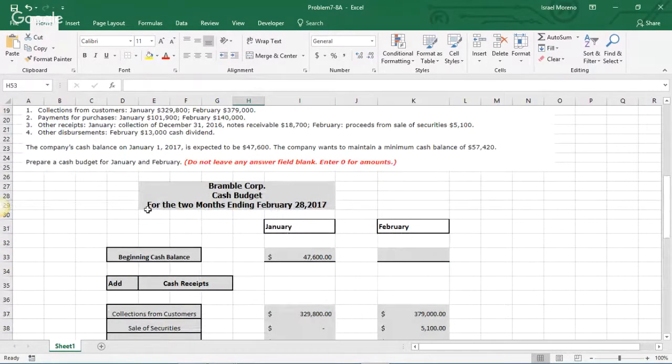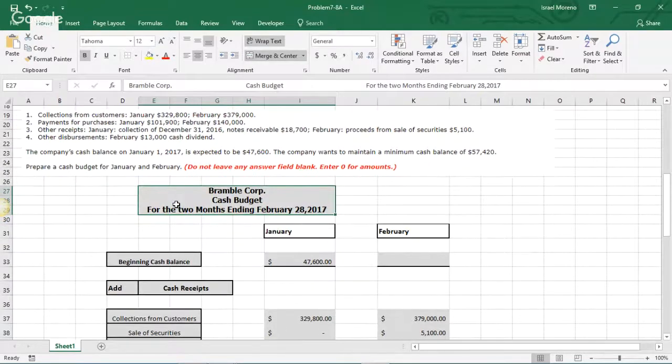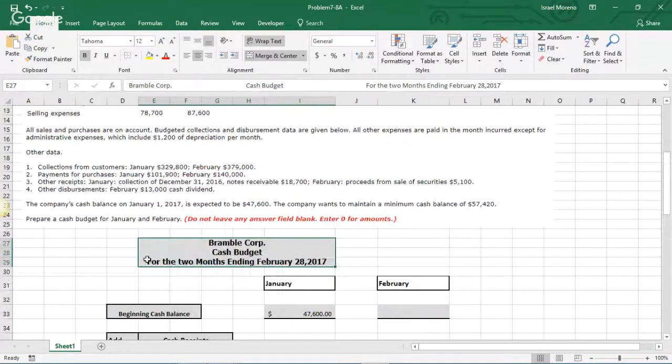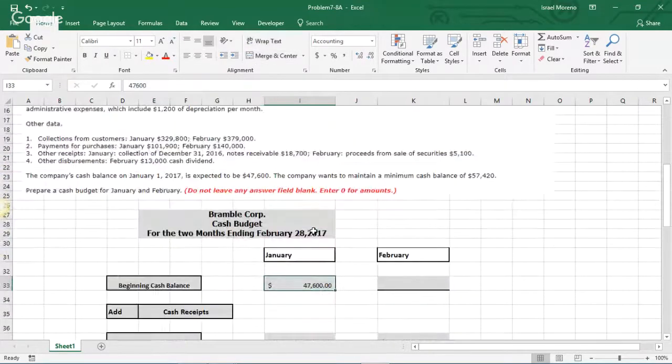First, make sure that on the date you use the period and not a specific date. In this case, the period is two months, January and February. So it is for the 2 months ending February 28, 2017. First of all, the beginning cash balance. Here it says the company cash balance on January 1st, 2017 is expected to be 47,600. So that's where I got this number from.